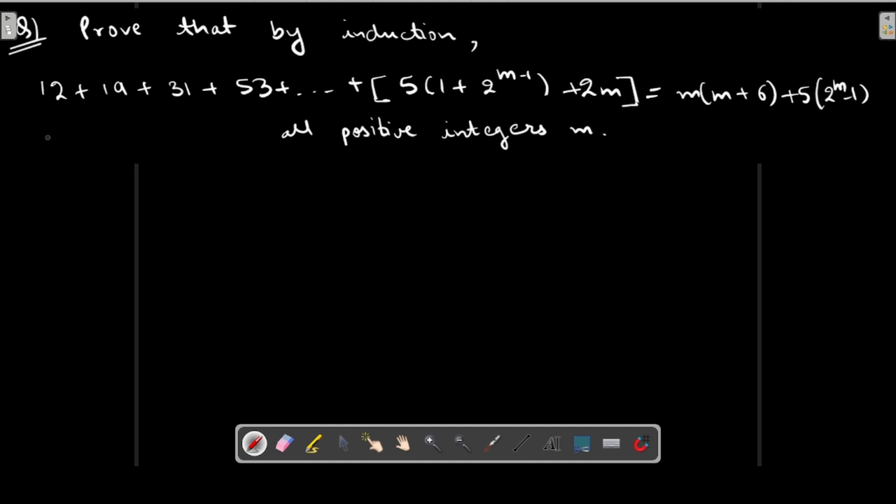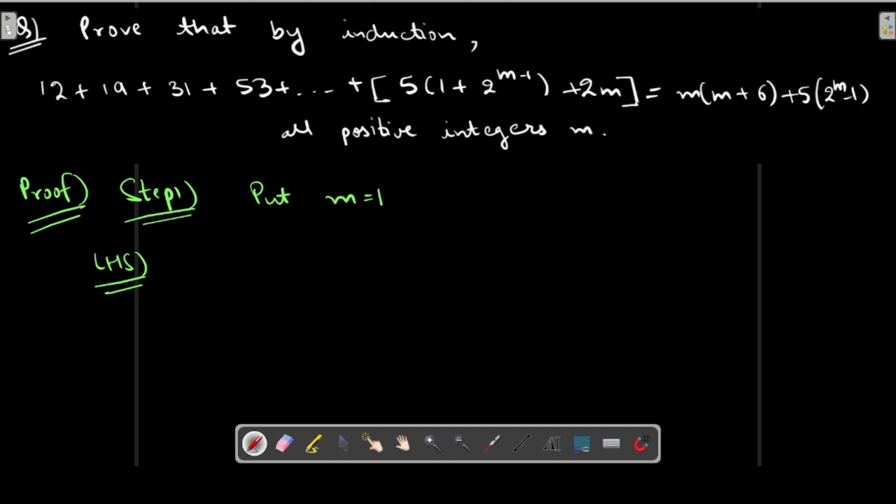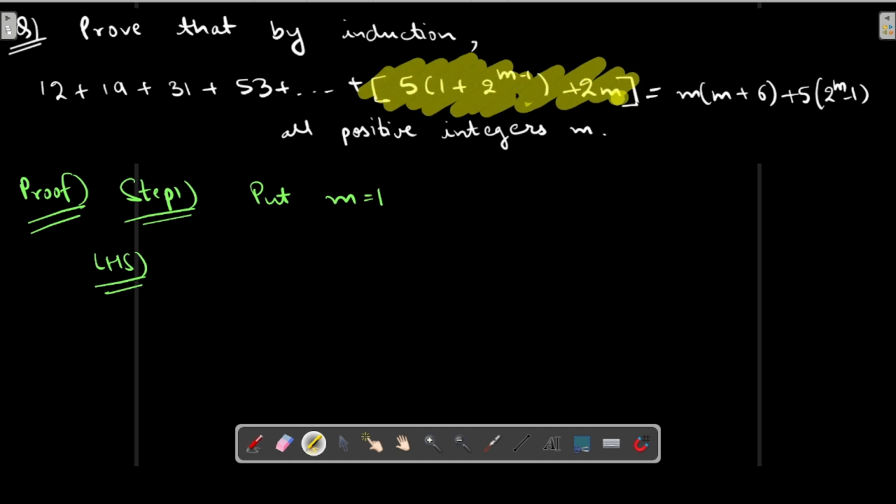Need to prove by induction this statement for all integers n. Let's begin. Proof. Step 1. Put m is equal to 1, right? Let's focus on LHS. What we're gonna do, we're gonna sub m is equal to 1 in the last term to check whether when m is 1, are we getting 12 or not.